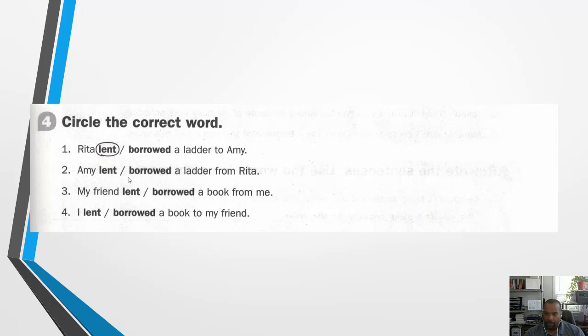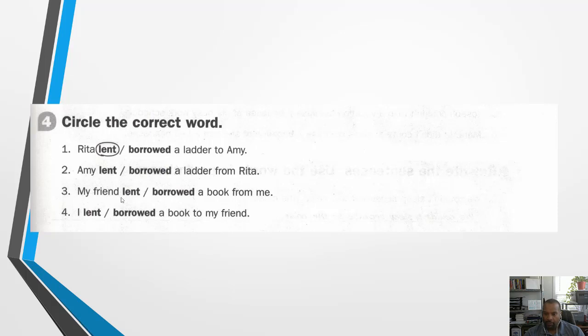Amy blank, so it's either lent or borrowed a ladder from Rita. So this is the opposite of this one. For this one we would say Amy borrowed a ladder from Rita.